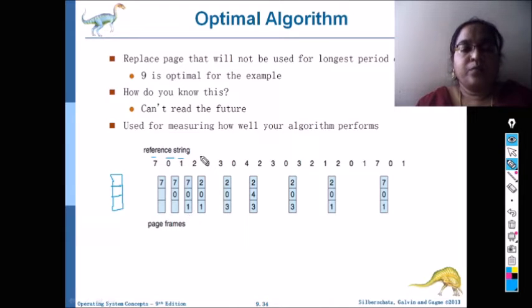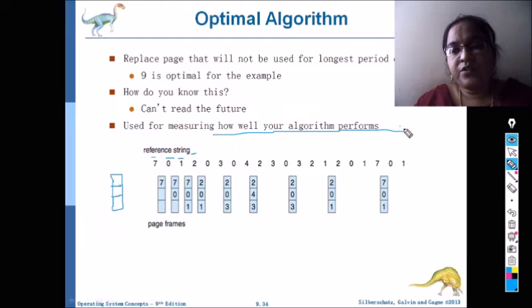Now we have 2, which is not there in the memory, so it is a page fault. Now which one is to be selected as the victim page to replace? What is the optimal algorithm saying? Replace a page that will not be used for the longest period of time. That means you check the future for the page which will not be used for the longest duration of time. So keep your eye like this.